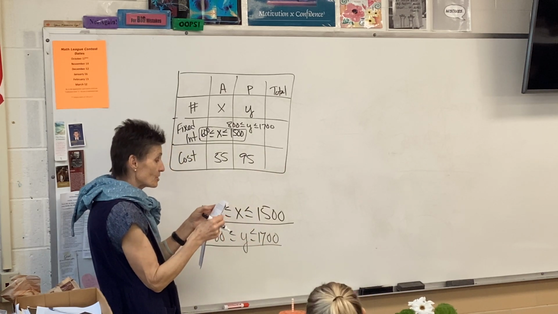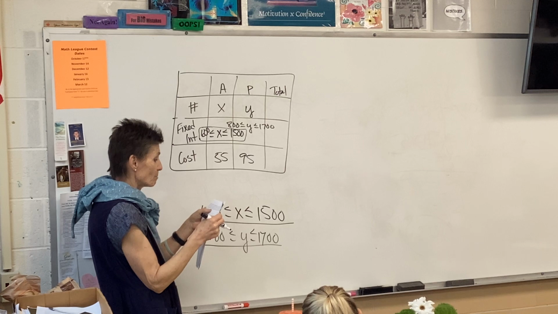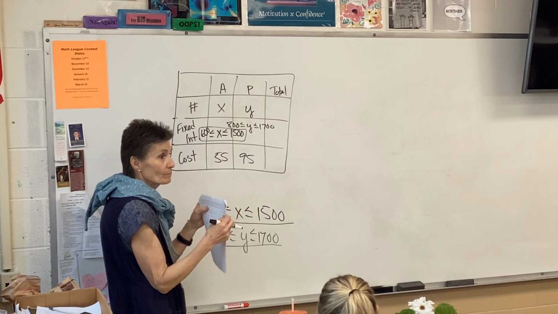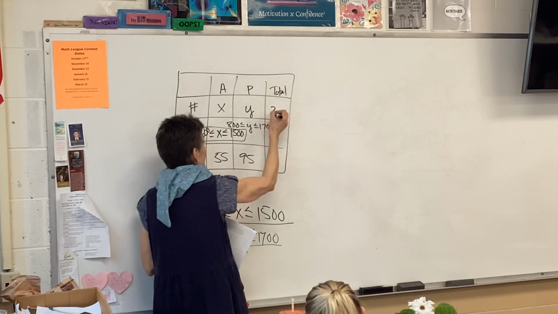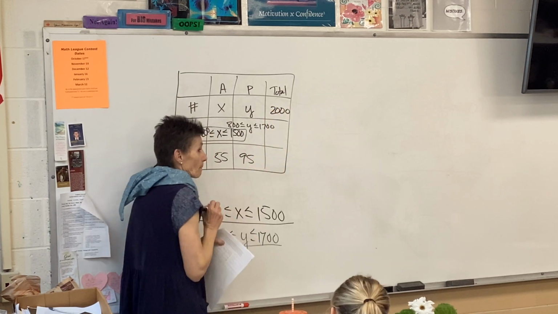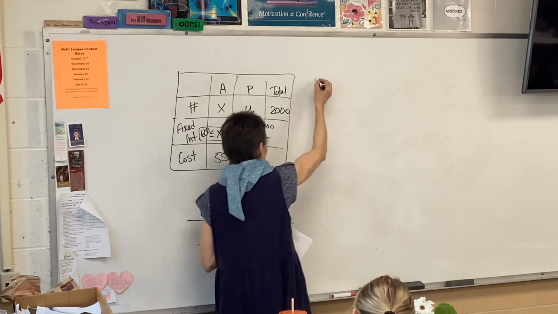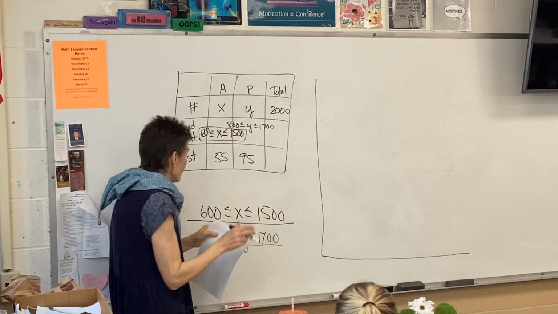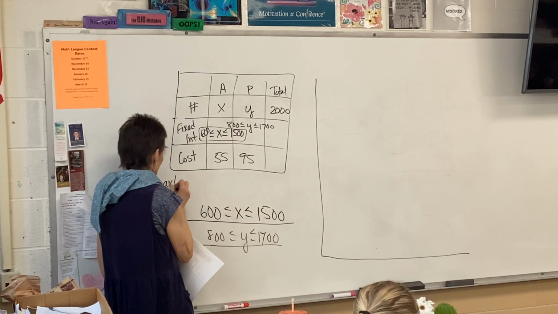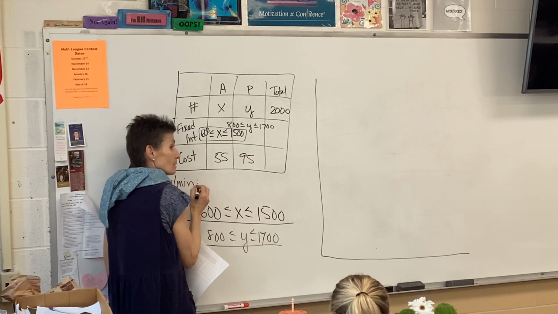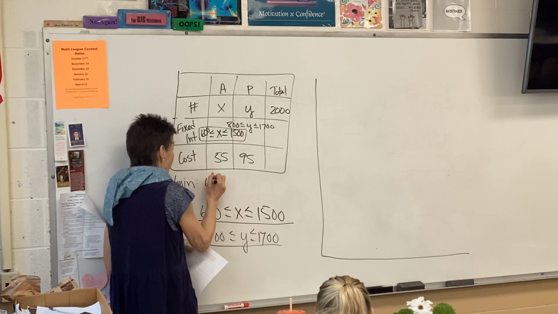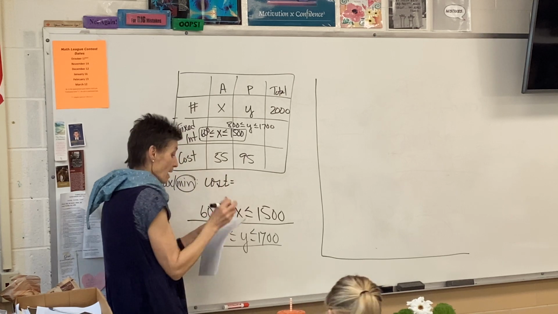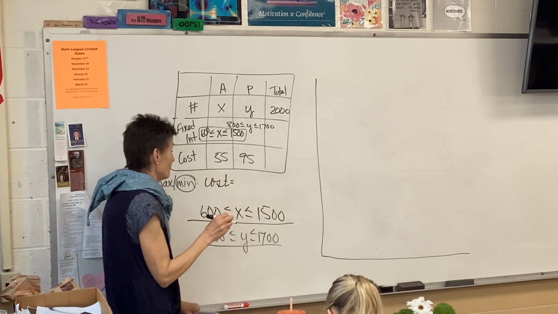At least 2,000 items must be produced. Where does the 2,000 go? Total number. All right. Max or min this time? This is minimum. I want to minimize my cost. Now, what is my cost going to be?